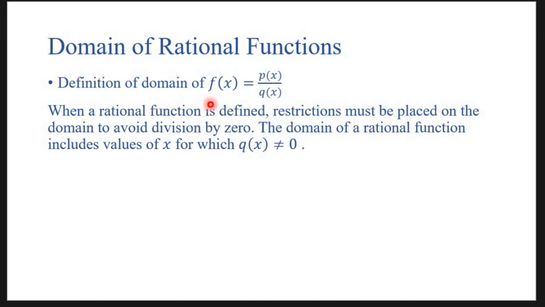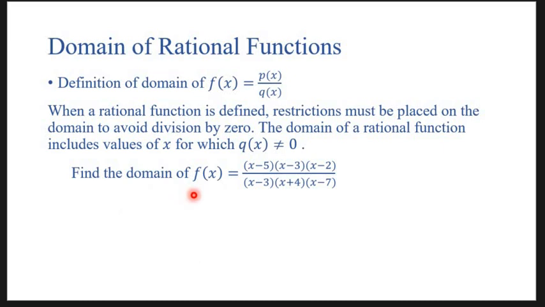When a rational function f of x is defined as p of x over q of x, restrictions must be placed on the domain to avoid division by 0. The domain of a rational function includes values of x for which q of x does not equal 0. So let's take a look at this example.